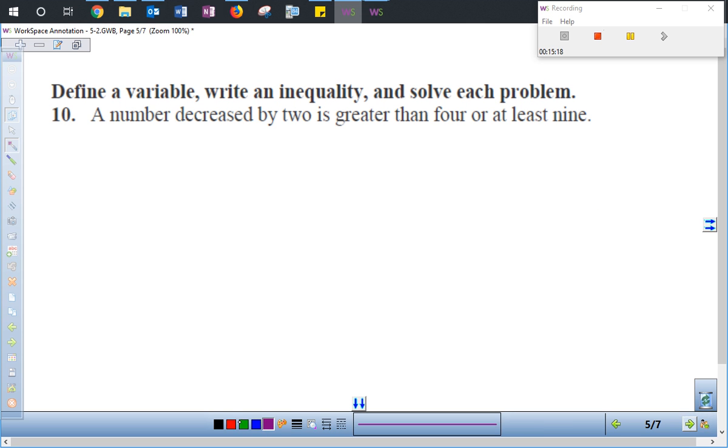Okay, next it says define a variable, write an inequality, and solve each problem. So it says, number 10, a number decreased by 2 is greater than 4 or at least 9. So we have to take this one step at a time. Let's start with the first part of the sentence. A number, well, I don't know what that number is, so I'm just going to call it x, decreased by, so that means minus, 2 is greater than, so that's a pretty straightforward symbol. It's going to be is greater than 4. So that gives us one inequality right there.